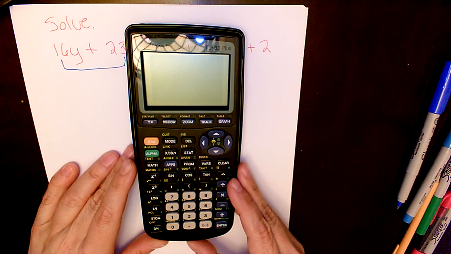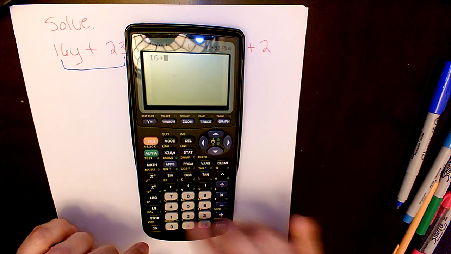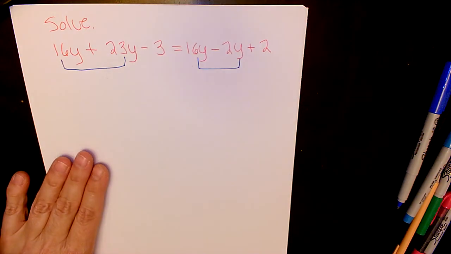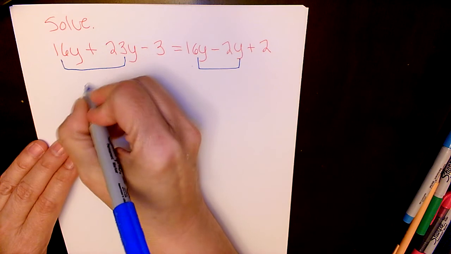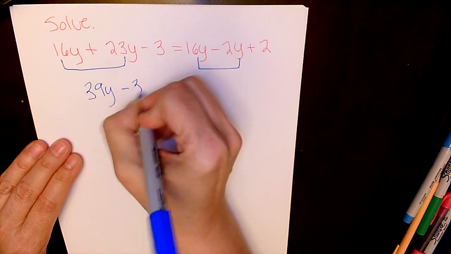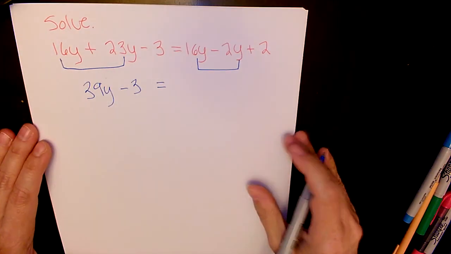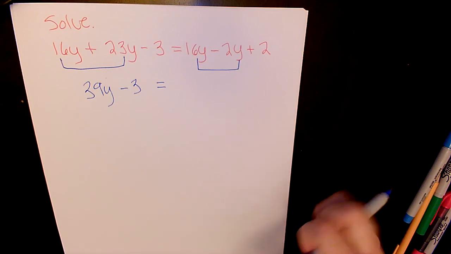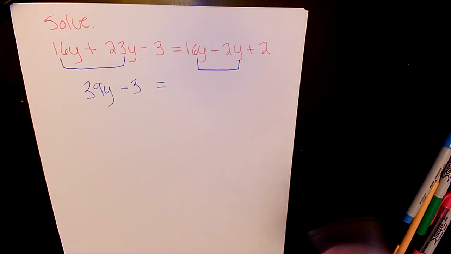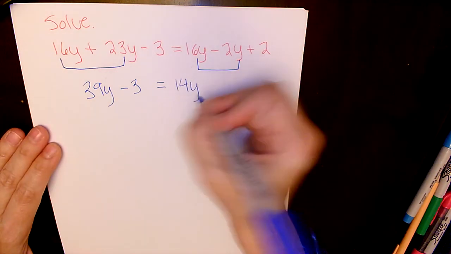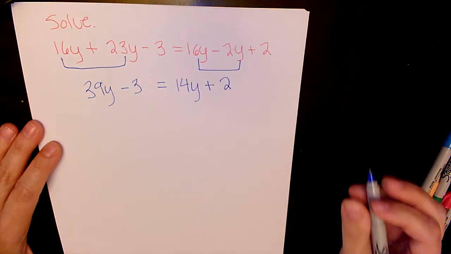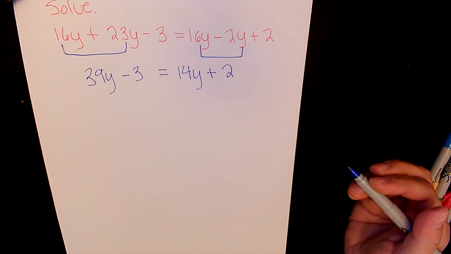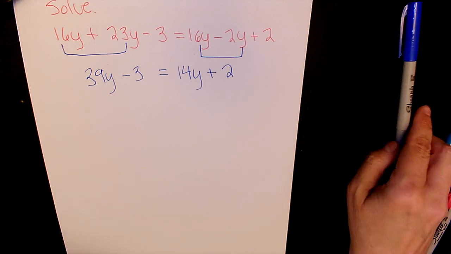So I'm going to turn it on. 16 plus 23. I'm getting 39. Okay. So this is 39y minus 3. And I've got on this right-hand side 16y minus 2y. So 16y minus 2y is just 14y plus 2. Okay, so that was step 1. I simplified and I combined like terms. Okay, let's go to step 2.